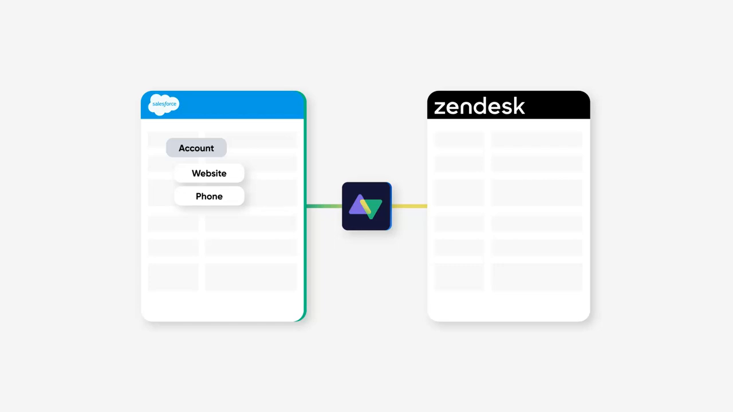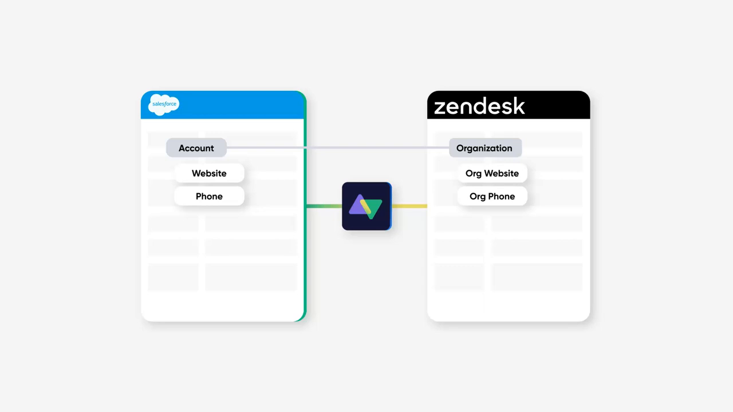So the account, as soon as an account is created within Salesforce, it would go and create an organization within Zendesk. Now we've used a couple of account fields out here called website and phone, but it could be any number of fields. And we'll take them over to the organization fields called org website and org phone on the Zendesk side. Right. So as soon as an account is created with this data, that is transferred over to the Zendesk side.